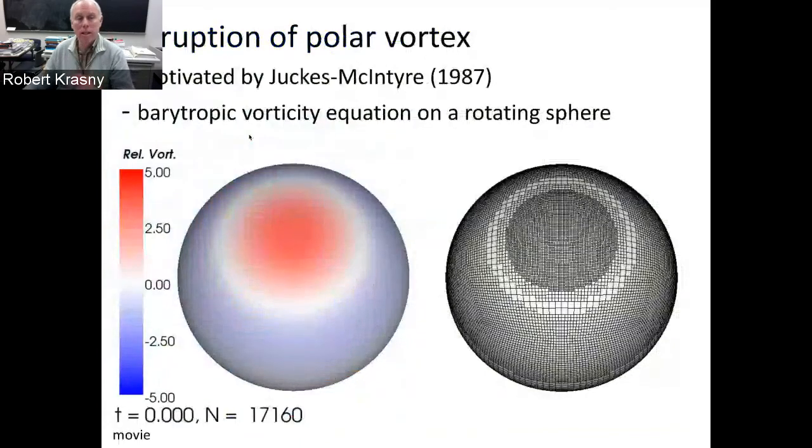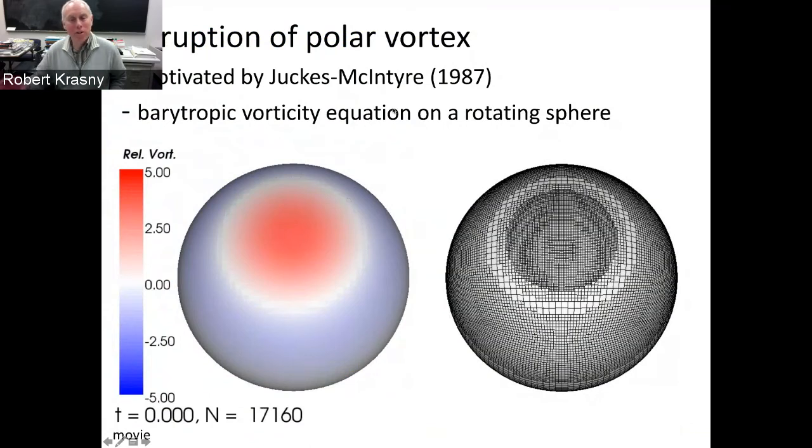I want to show you another example of vortex dynamics. This is now on a sphere, and this is what Pete Bosler did. He computed the disruption of the polar vortex. Juckes and McIntyre did a simulation of that in 1987. We used the barotropic vorticity equation on a rotating sphere. I think I misspelled barotropic here in this context.